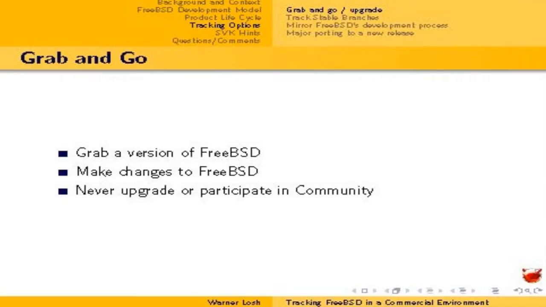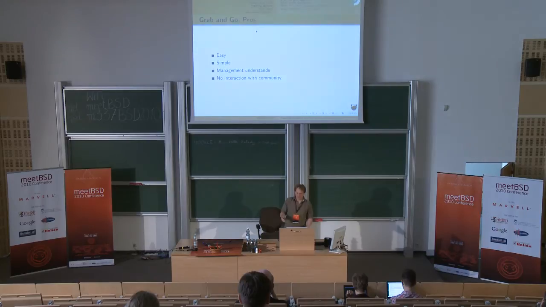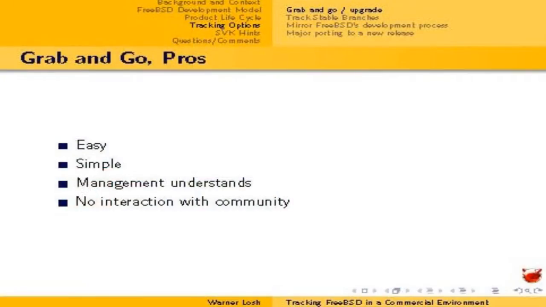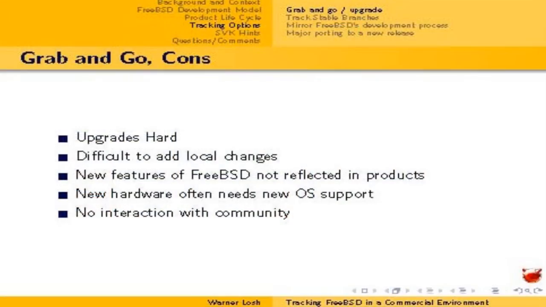The grab and go approach is you grab a version of FreeBSD, maybe you make changes, maybe you configure it. You never upgrade or participate in the community. It's easy to understand. It's simple. It's so simple you can explain it to your management. And I have on here a pro that there's no interaction with the community. Sometimes interactions with the community can be painful. Usually not, but sometimes there's individuals. Me sometimes, maybe. I don't know.